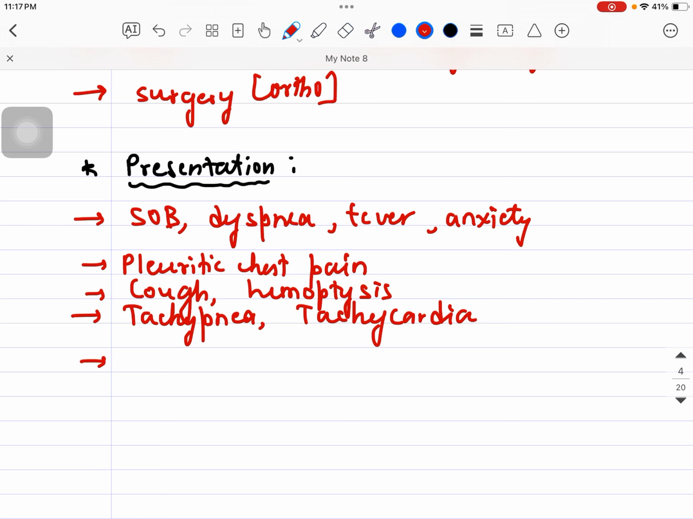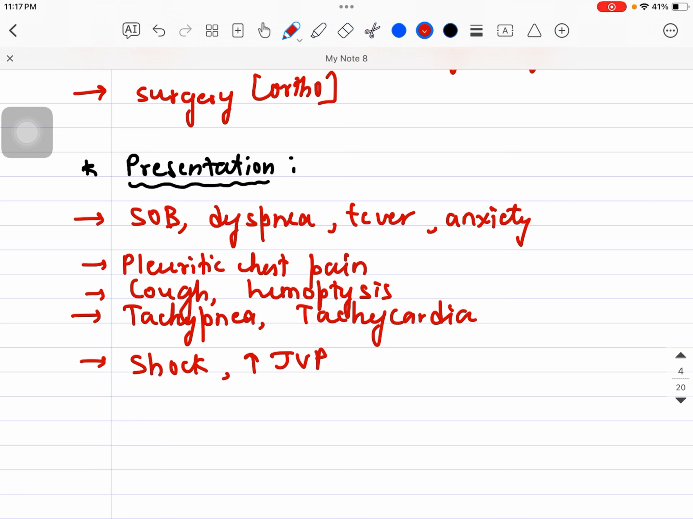If it is a massive thromboembolism, then obviously the patient might come up with hypotension or shock. I talked about RV dilatation, so please check the JVP of the patient, because that might be elevated. Why are we looking at the JVP? Because we are looking for RV dilatation. Do the echo of this patient as well.